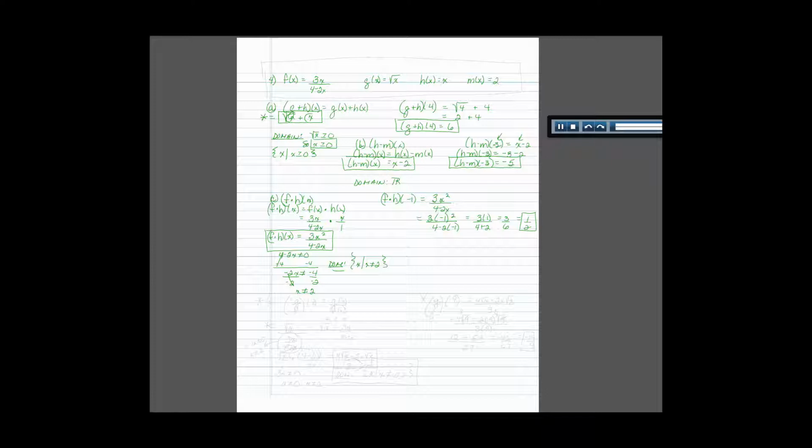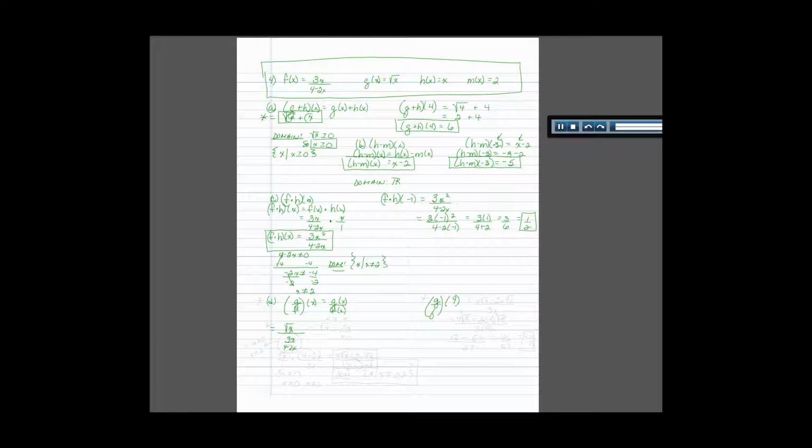Finally, we have D, and it says find the domain of G over F of X, and then evaluate G over F of 9. Okay, so this is going to be equal to G of X over F of X. So let's go back up to the top again, to where we have our functions. G of X is square root of X over F of X is 3x over 4 minus 2x. And now we have a complex fraction.